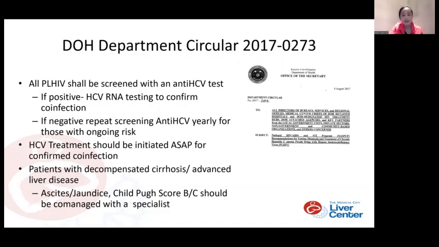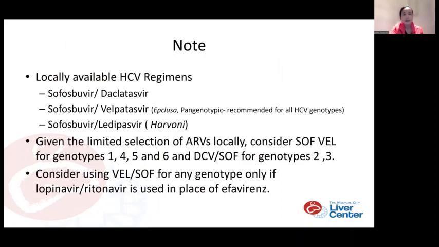HCV treatment should be initiated as soon as possible after confirmed infection. And patients who have signs of decompensated liver disease should be referred to a specialist in liver disease. So these are the locally available hepatitis C treatment regimens.